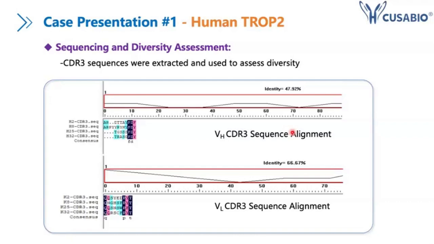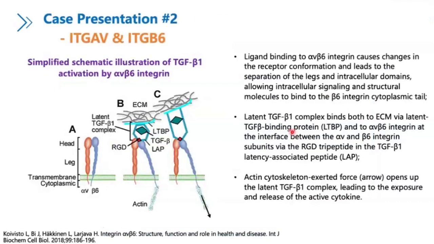So then let's go to another case. Case 2 here is about a heterodimer. This heterodimer consists of alpha V and beta 6. So the targets are ITGAV and ITGB6. Let's just simply say alpha V and beta 6.